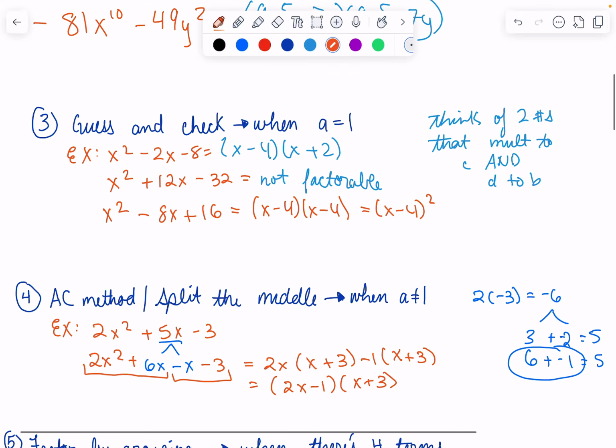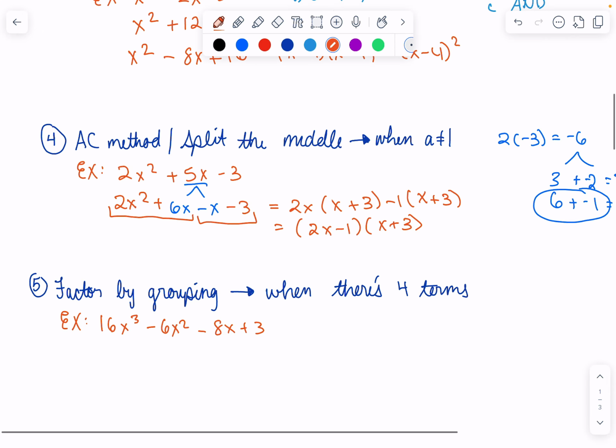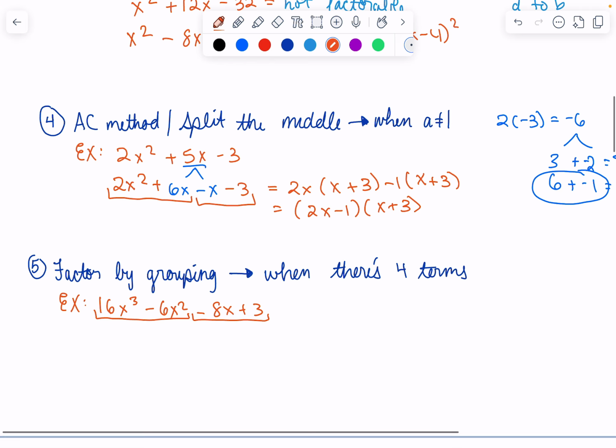Okay, let's move on to the final method, which we actually just did. The final method is factor by grouping. This method you use when there are 4 terms in the polynomial. And again, it's very similar to what we just did. You're going to group the first two terms together, group the last two terms together, and take out their GCFs. So in this case, 16 and 6 have a common factor of 2, and then x cubed and x squared have a common factor of x squared. So we're left with 8x minus 3. 8x, negative 8x, and plus 3.